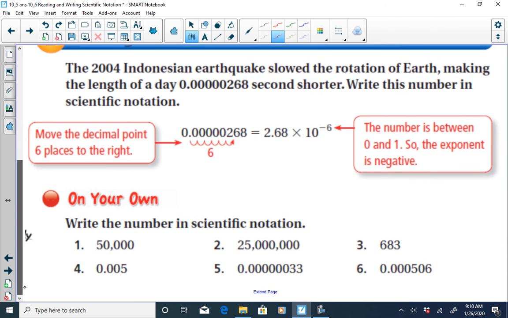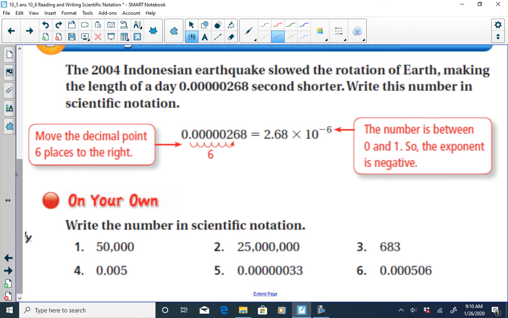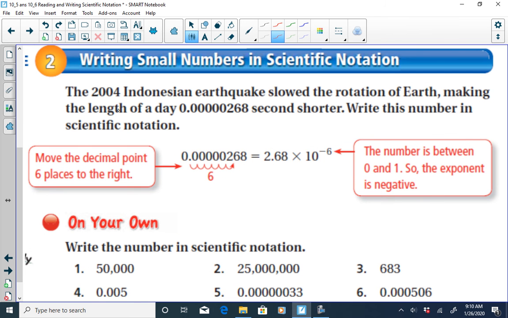Okay, if we write small numbers, let's move that up a bit, using scientific notation. Let's see what example we have here. In 2004, the Indonesian earthquake slowed the rotation of the Earth, making the length of the day, wow, that many seconds, a lot. That's what, tens, hundreds, thousands, 10,000s, 100,000s, millions, 10 millions, 268 millionths of a second shorter. Write this number in scientific notation.